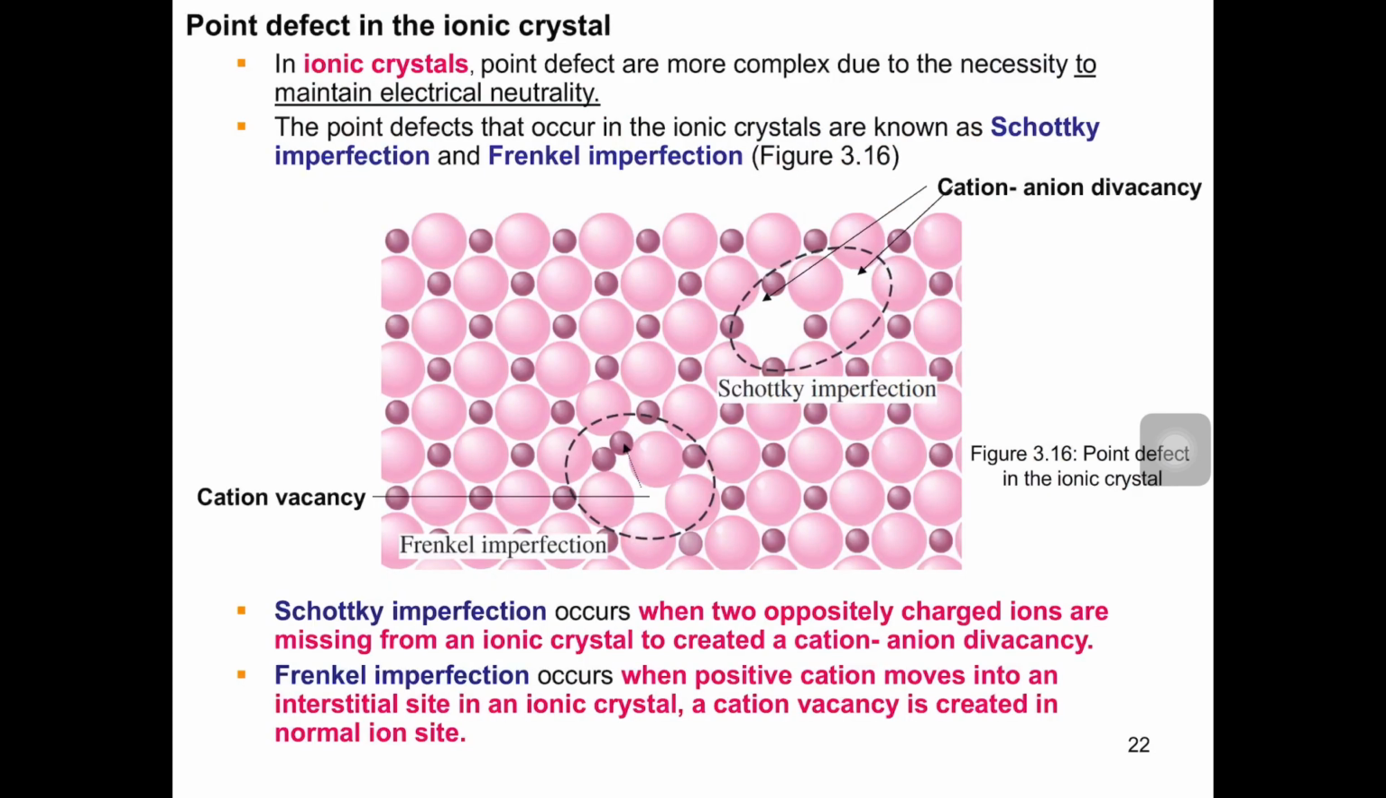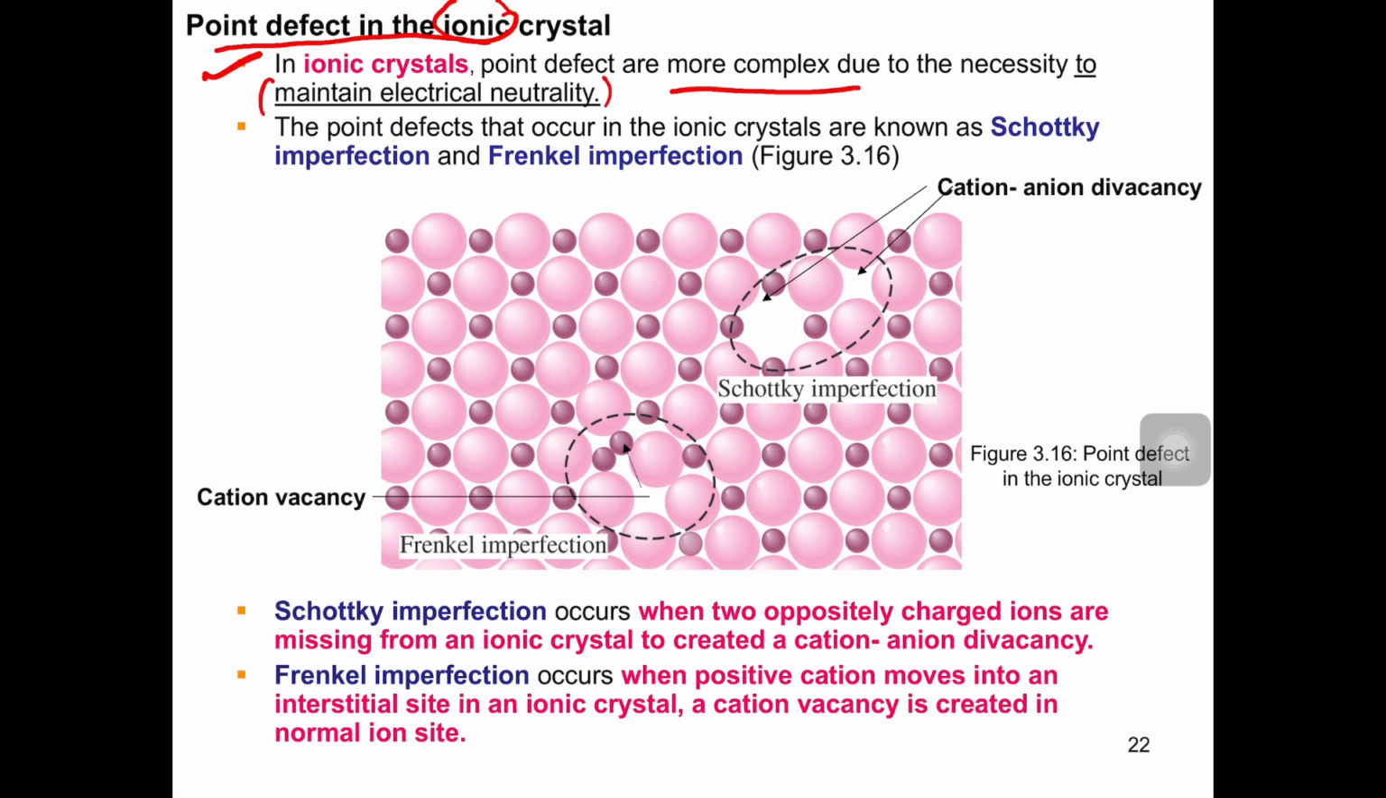Okay, how about point defects in an ionic crystal? You have to compare it with the solid crystal. You can see that in a metal crystal there is one type of atom, but in an ionic crystal, atoms are transferred to one another because they have positive and negative ions. In ionic crystals, point defects are more complex due to the necessity to maintain electric neutrality.